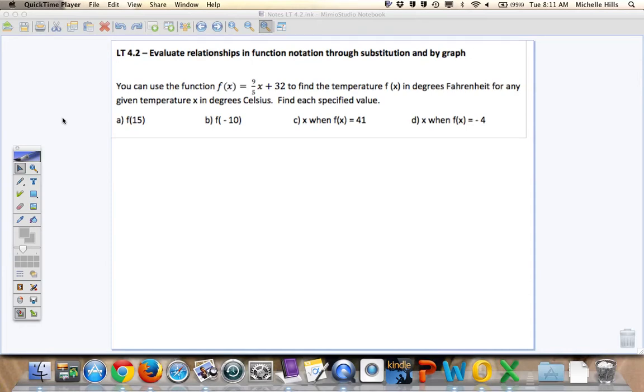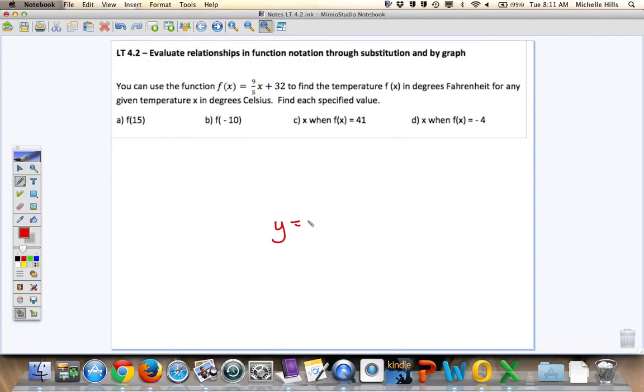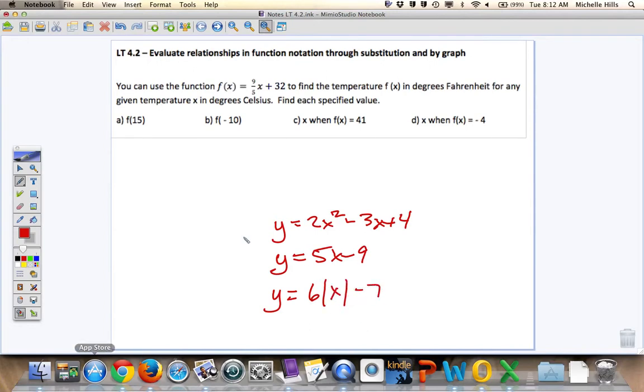So now we're looking at function notation, and this looks kind of weird. Here's what happens. When you get into science, into other things, you might have several different equations. One might be like y equals 2x squared minus 3x plus 4. And the other one might be y equals 5x minus 9. And then you have a third one, y equals 6 times the absolute value of x minus 7 or something.